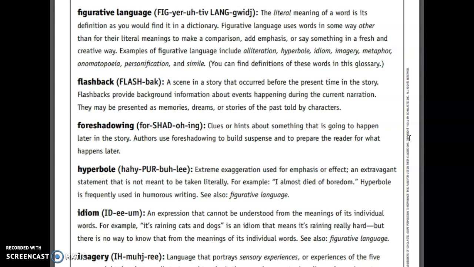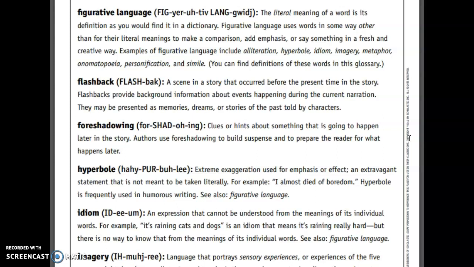The next term is foreshadowing. Foreshadowing is clues or hints about something that is going to happen later in the story. Authors use foreshadowing to build suspense and to prepare the reader for what happens later.